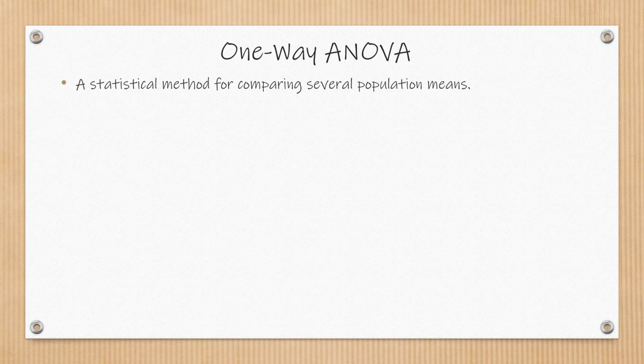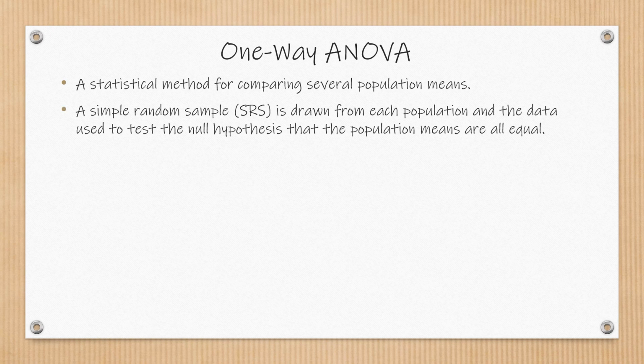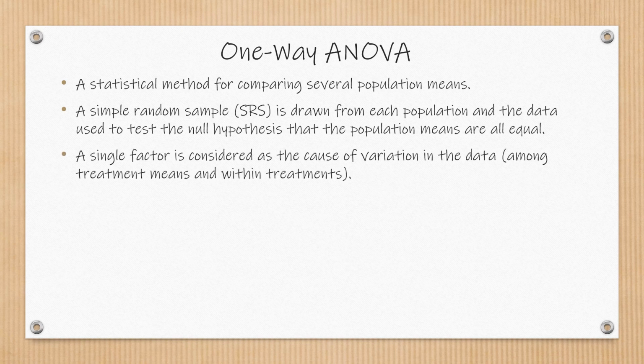One-way ANOVA, or analysis of variance, is a statistical method for comparing several population means. A simple random sample is drawn from each population, and the data are used to test the null hypothesis that the population means are equal. A single factor is considered as the cause of variation in the data, among treatment means and within treatments.